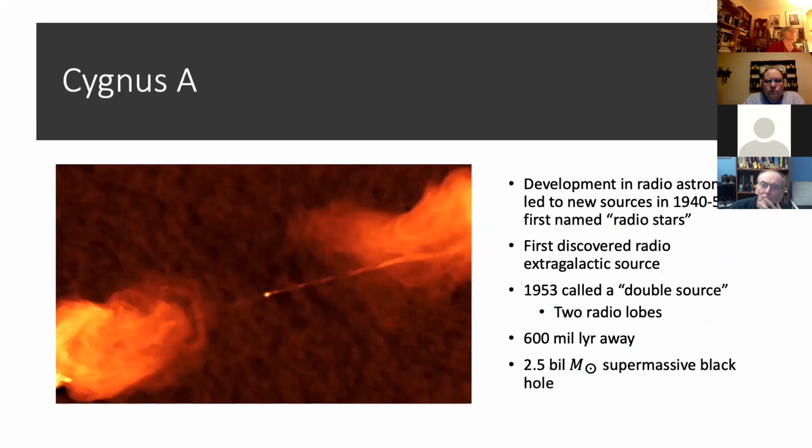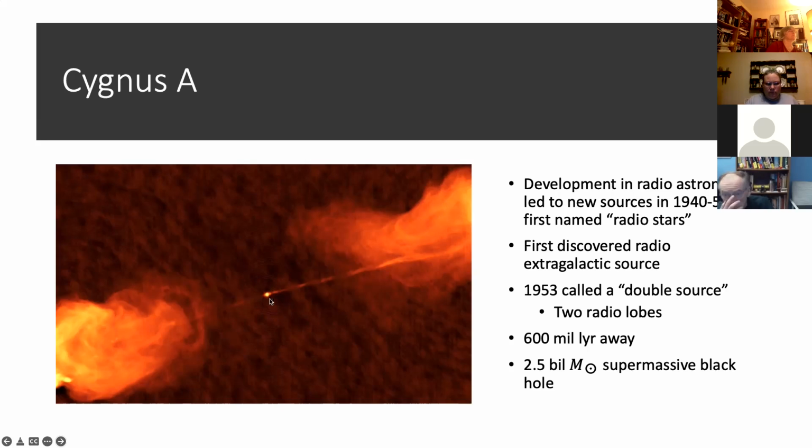Okay, so development in radio astronomy in the 1940s and 50s led to the discovery of something called radio stars. This was the next sort of active galactic nucleus that they didn't know what to call at the time. These were called stars because they were perceived as point-like objects emitting giant, and I mean giant, large radio lobes at both ends from this point source.